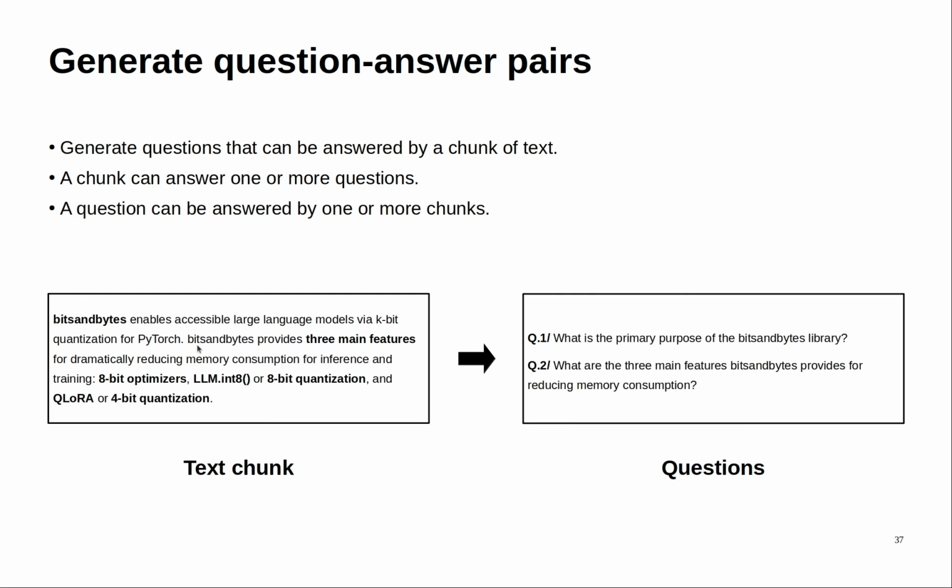And after that, the text says, bits and bytes provides three main features to reduce the memory consumptions. And those are 8-bit optimizers, 8-bit quantization, and 4-bit quantization. And the second question asks, what are the three main features bits and bytes provide for reducing memory consumption? And the answer to this question is what I have just read right now. So you can see that the questions that the model generated, they are valid and we can keep them.